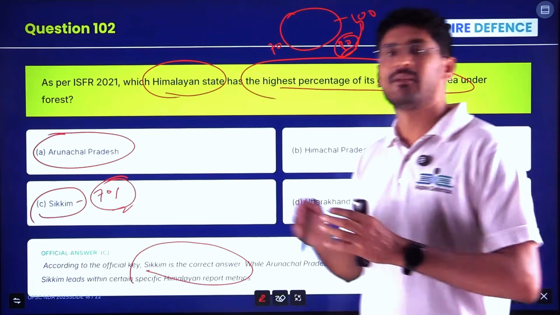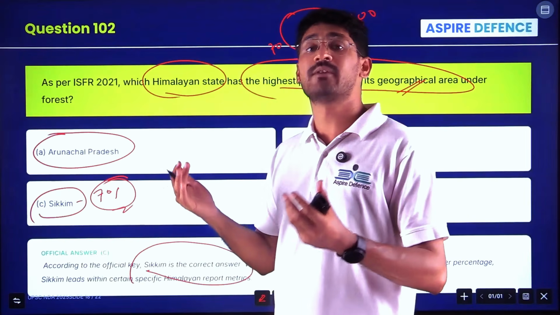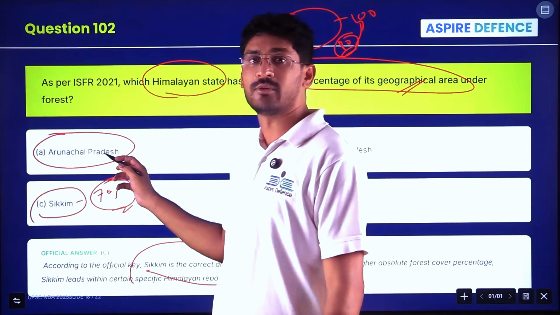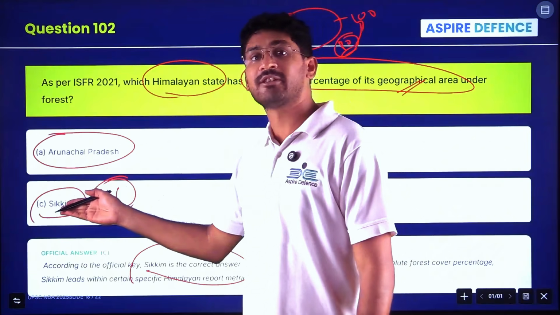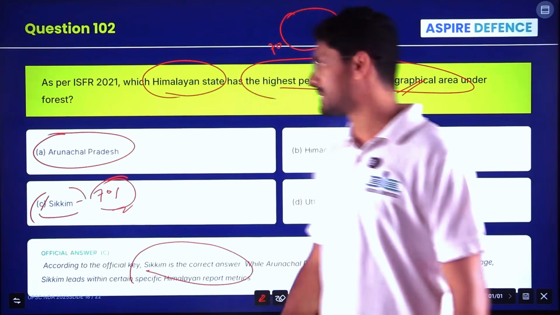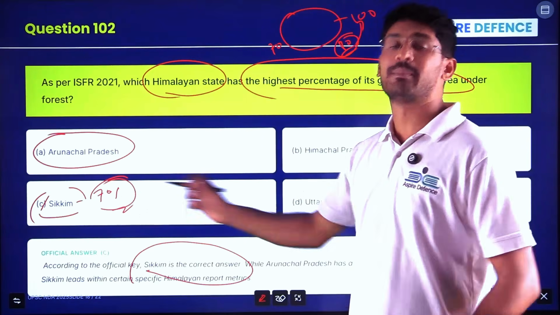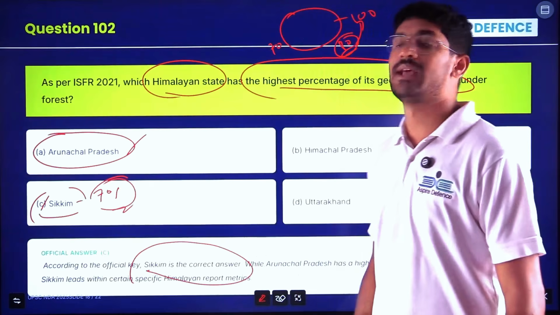Obviously forest cover, if it is 40% also, if you see the total area covered in terms of absolute term, Arunachal Pradesh will be the highest. But if it is a ratio of forest area with respect to the total state area, then Sikkim is the highest. Answer will be option C here. But if he has asked absolute term, then Arunachal Pradesh will be the answer.